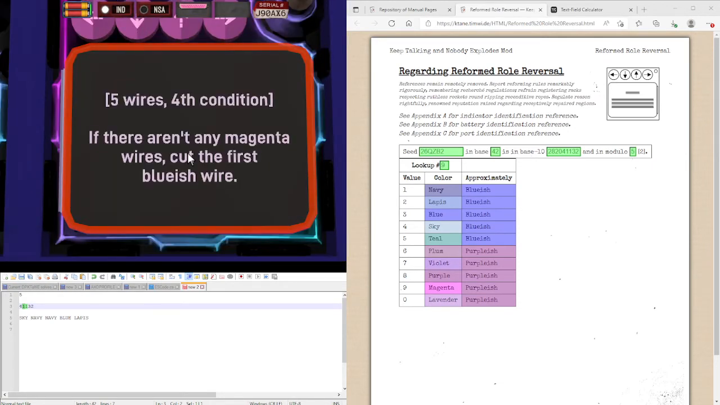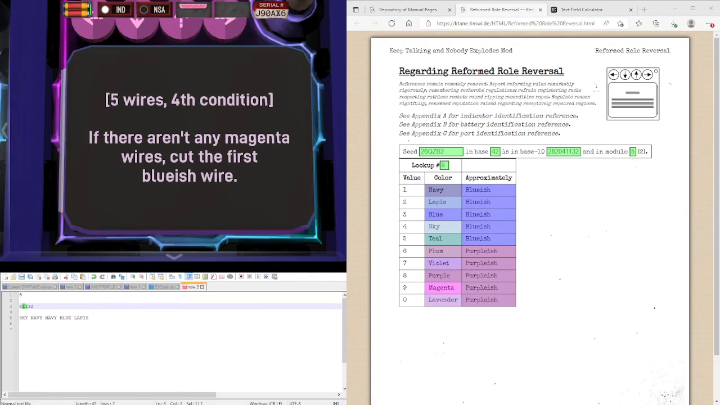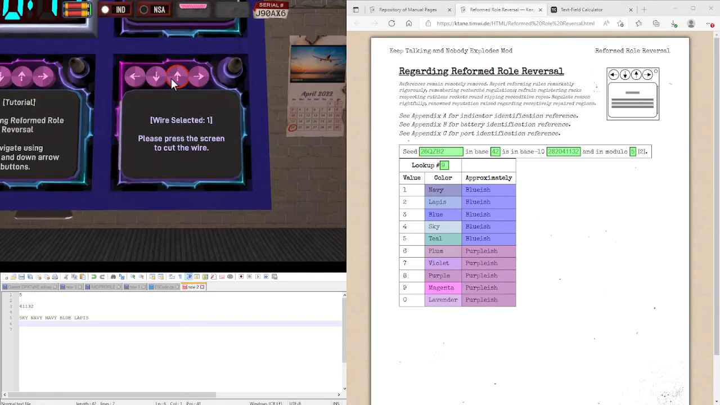If there aren't any magenta wires, this is true. Cut the first bluish wire. The first bluish wire is the first one. So go to submission mode, wire 1, and the module is solved.